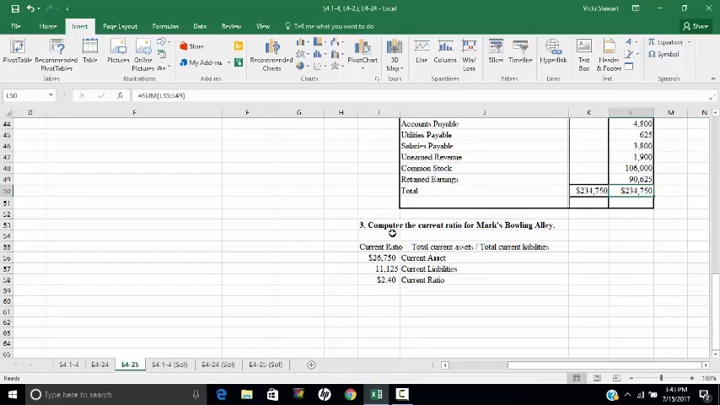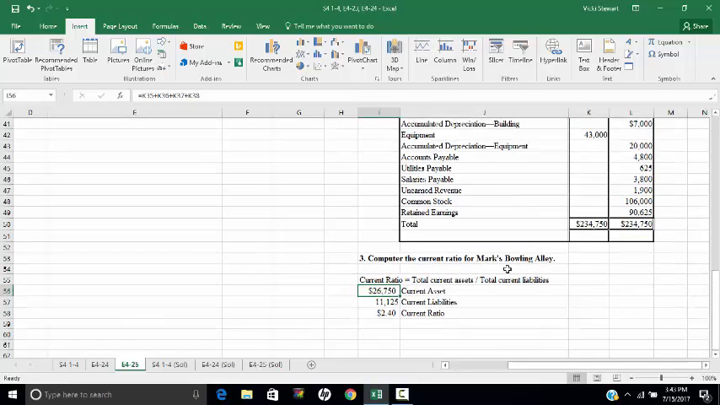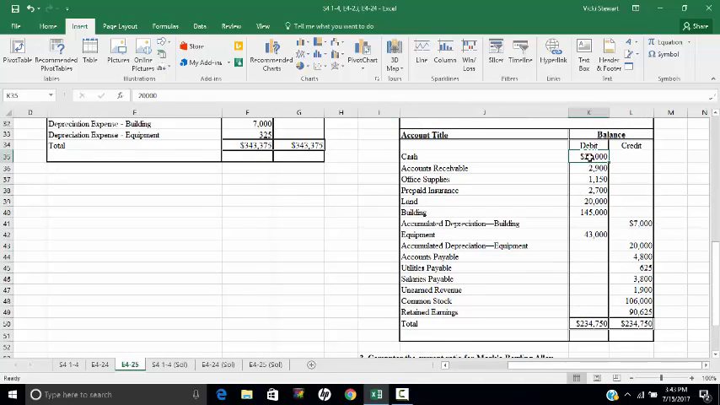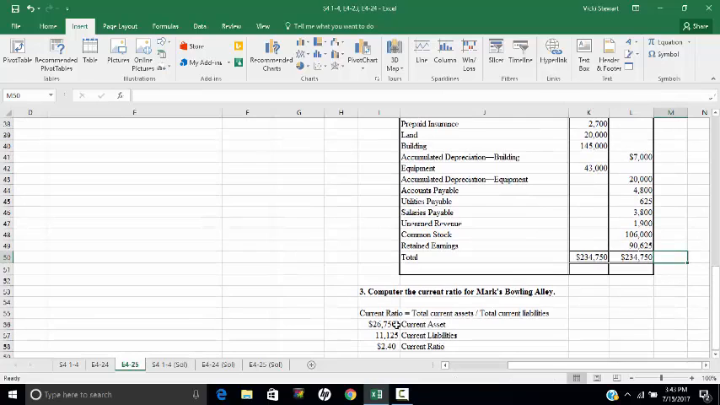The last part of this problem was to compute the current ratio for Marx Bowling Alley. We know the current ratio is equal to total current assets divided by total current liabilities. So I have in my spreadsheet the total of the current assets, which is $26,750. Where did that number come from? It is the total of cash, accounts receivable, office supplies, and prepaid insurance. And you see down here that sum is $26,750. So total current assets.